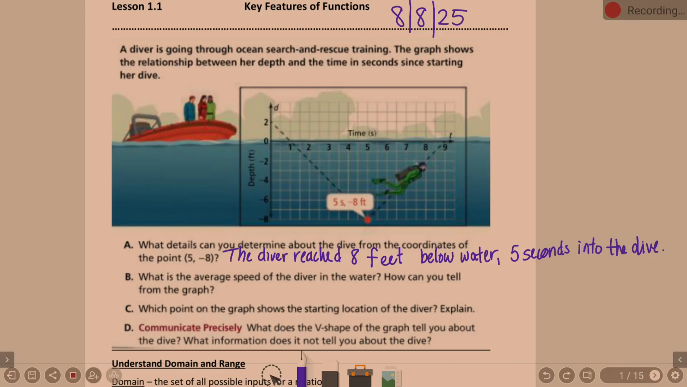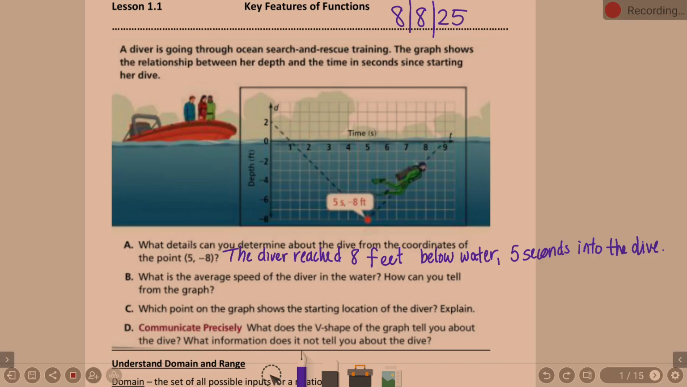Now, start looking at B. Because B, I need you to pick up on there's a piece of information we haven't picked up on yet. Okay, so B asks us what is the average speed of the diver in the water, and how can you tell from the graph? Okay, what are you thinking, Lucas? 2 feet per second. Why 2 feet per second? Because there's 2 feet on the surface and 8 feet under the surface.